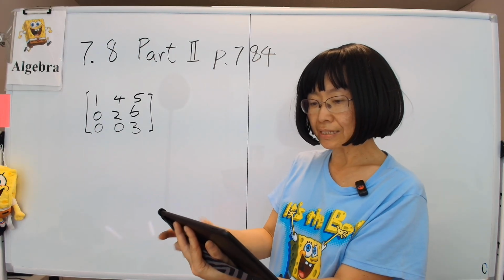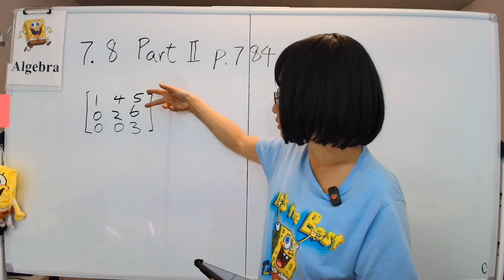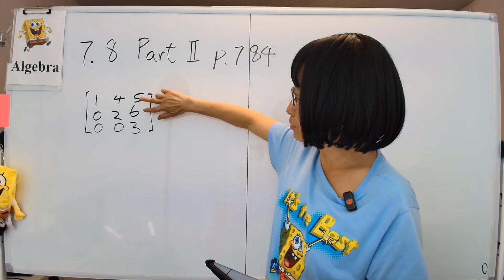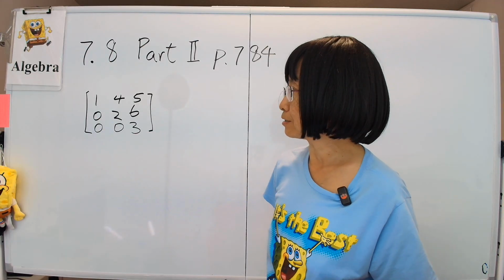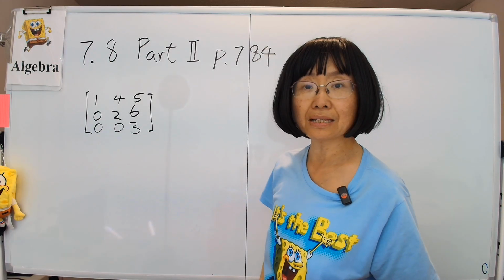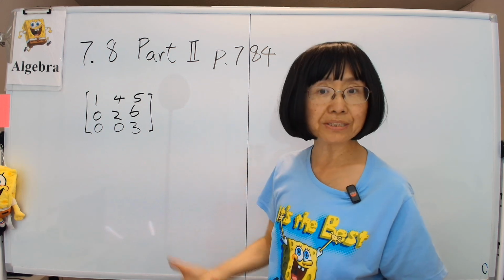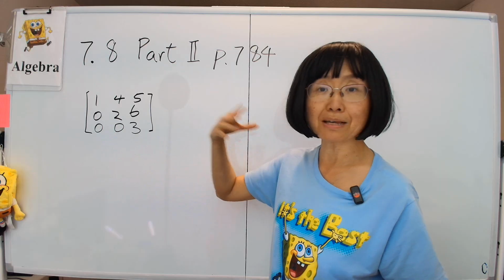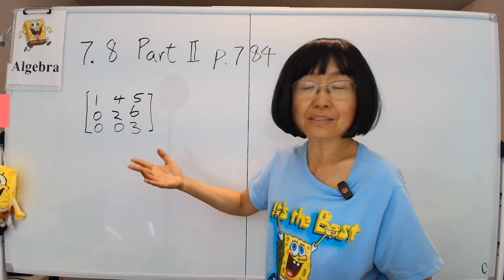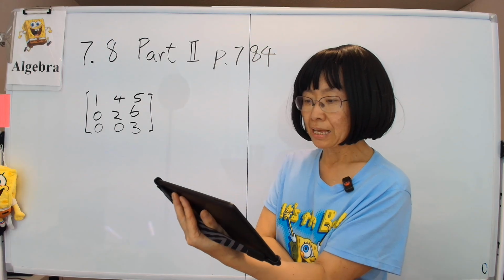The second rule says when two rows are interchanged, the determinant changes sign. So if we were to flip these two rows around, so this one goes on top and that one goes on the bottom, then you have to slap a negative on the result of the original determinant. That is, if you use the original determinant and just slap a negative sign on it, it will be the answer to the new determinant. That's if you change two rows.